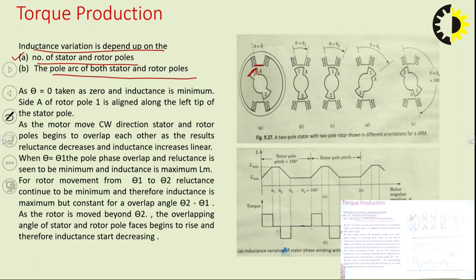So, as theta is equal to 0, the inductance is minimum, and side A of the rotor pole 1 is aligned along the left tip of the stator pole.